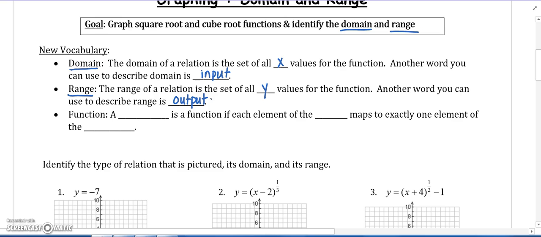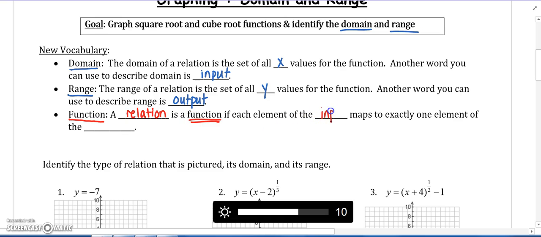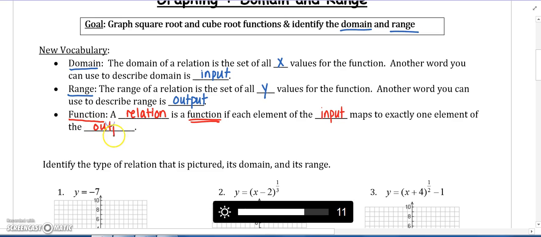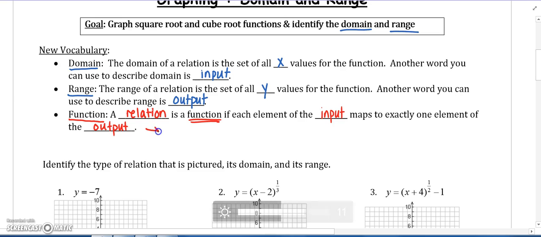And then the last piece, which we've been using for quite a while, is the word function. But we haven't actually talked about what a function is defined as. Any equation or table or graph is known as a relation. And we would say a relation is a function if each element of the input maps to exactly one element of the output. So for example, every x, because x is input, can only have one y, because y is an output.